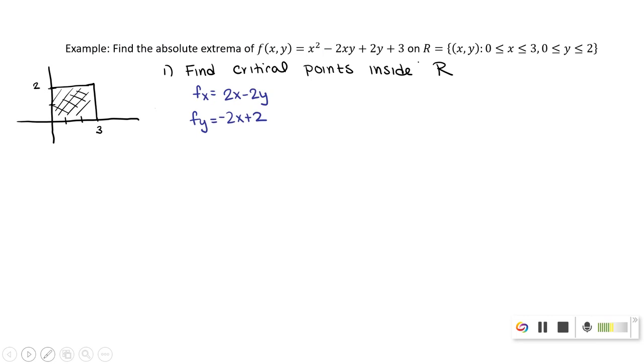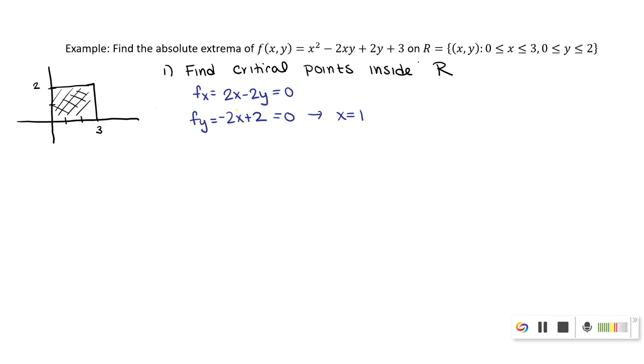So to do that, I'm going to find my partial with respect to x. I got 2x minus 2y. And then I'm going to find my partial with respect to y. So I got negative 2x plus 2. I'm going to set both of those equal to 0.